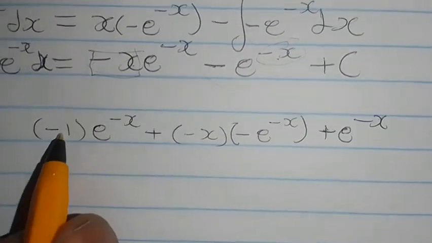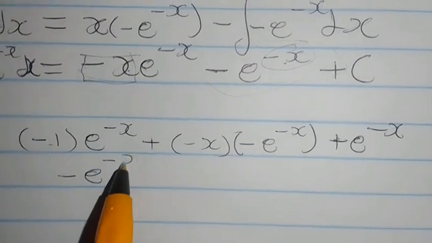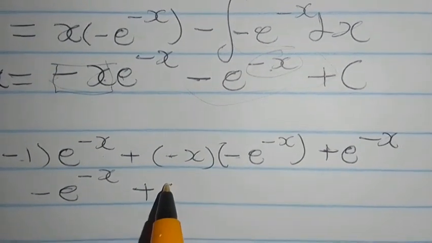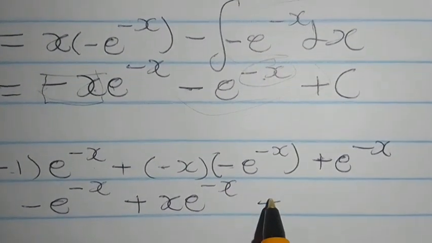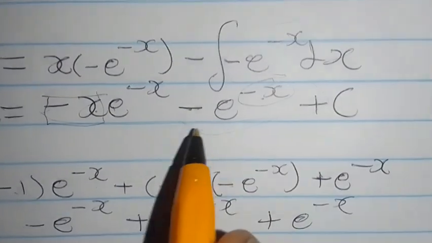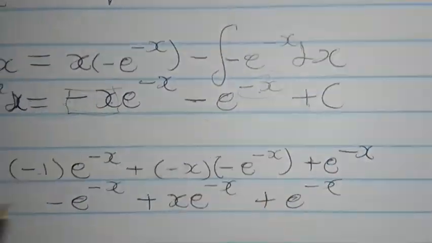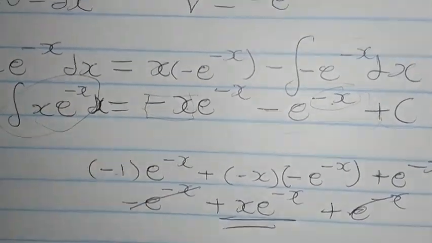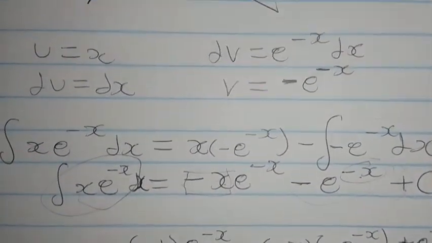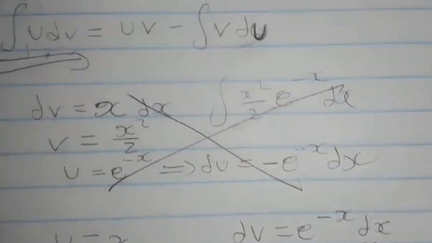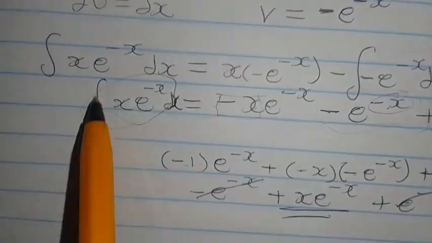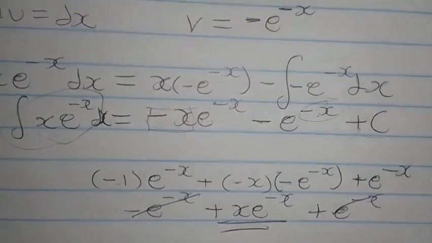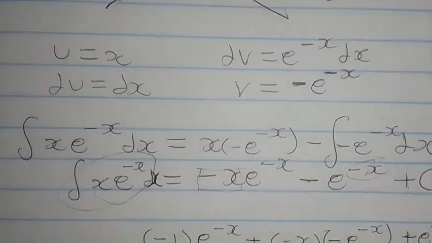Now, that means you have minus e to the power minus x, and then you'll have negative into negative, which is just positive, and then you have positive x e to the power minus x plus e to the power minus x. When you differentiate this whole thing, the derivative of a constant is 0. Now this term cancels this term, and notice that we end up with what's there. So when you integrate, try to differentiate and see if you can get the same function that you were integrating. So that's it about this video.